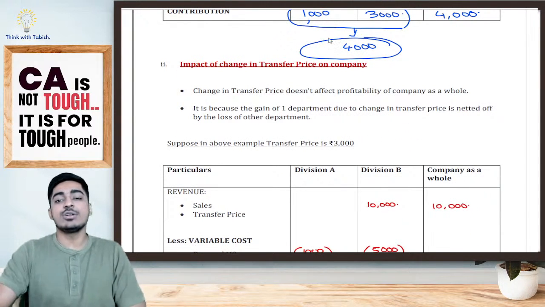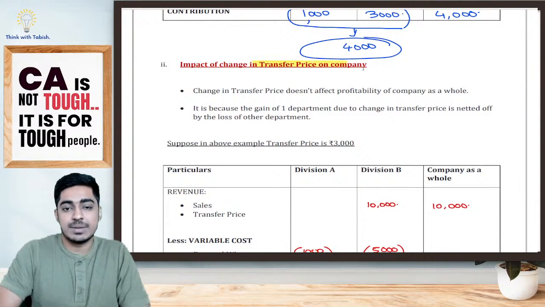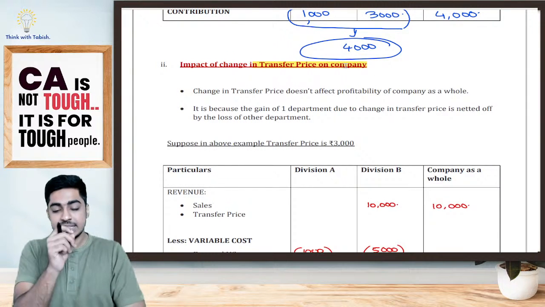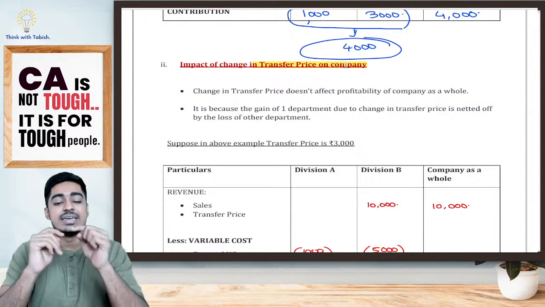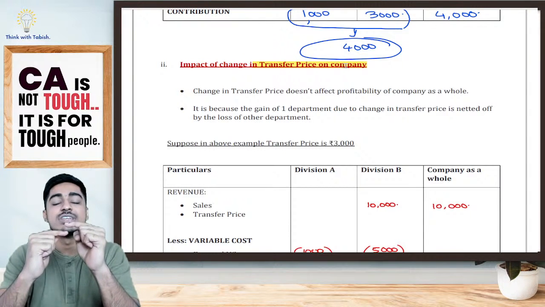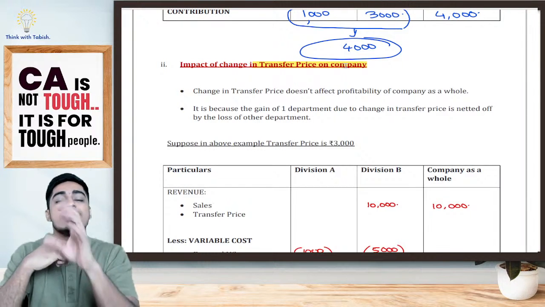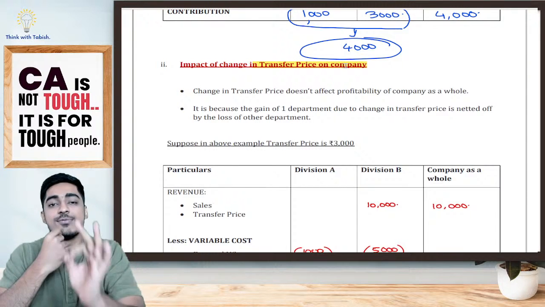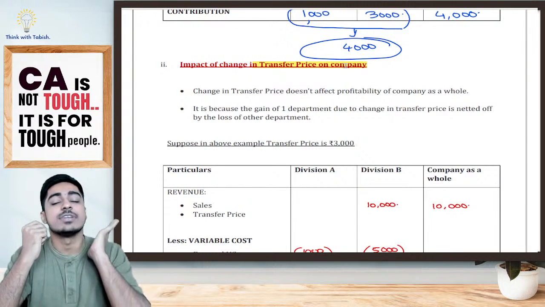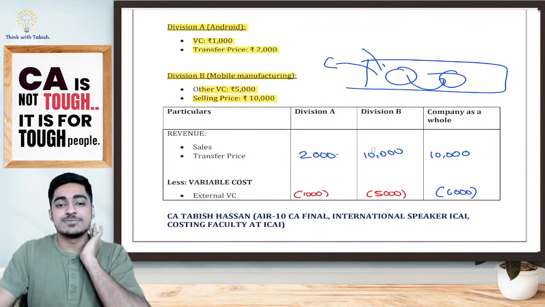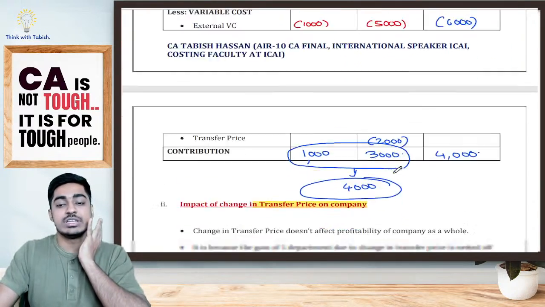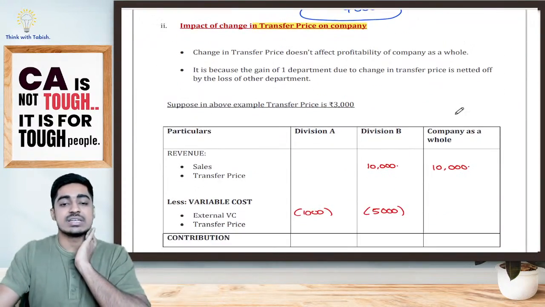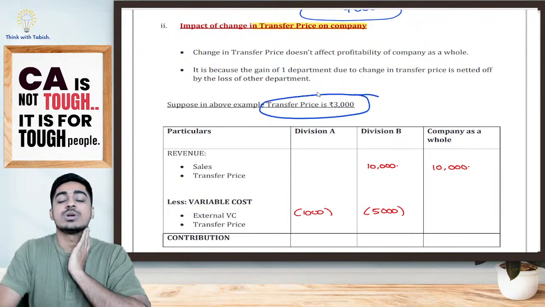Now, the impact of change in transfer price on the company. What happens if there is a change in transfer price? Look at this. What is transfer price eventually? It is a revenue to one division and a cost to the other division. So if you look at it from the perspective of the company, both get cancelled. Whatever you set the transfer price, for the company it doesn't make a difference. If the transfer price was 2,000 rupees, what was the profit the company earned? 4,000.